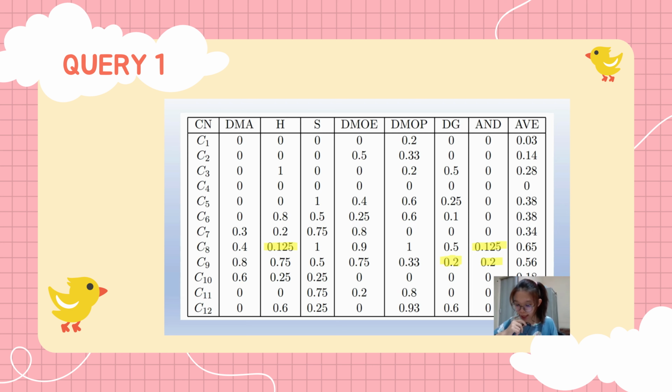While for C8, the minimum degree is 0.125, and for C9, the minimum degree is 0.2. Last and foremost, let's use the averaging instead of the minimum of the degree to connect all the attributes and record the result too. For example, the company C3 has the average of all degrees in its row, 0.28. For company C8 it is 0.65, while for C9 it is 0.56.